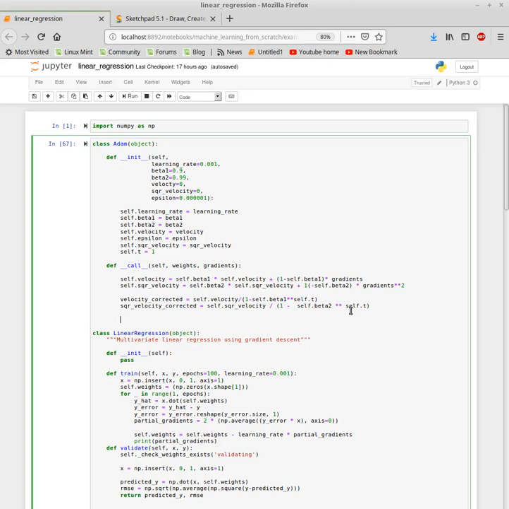Alright, so now let's update the weights. Weights minus equals self.learning_rate times velocity corrected divided by this np.sqrt of the squared velocity corrected plus self.epsilon, which is just a tiny little number, so this doesn't divide by 0.